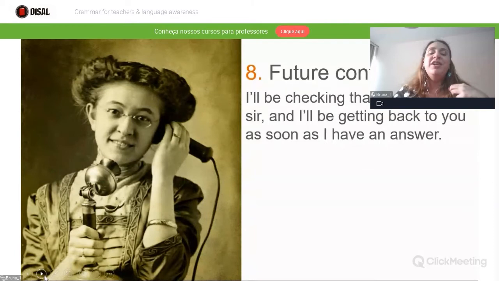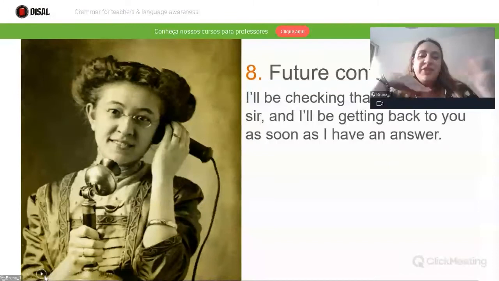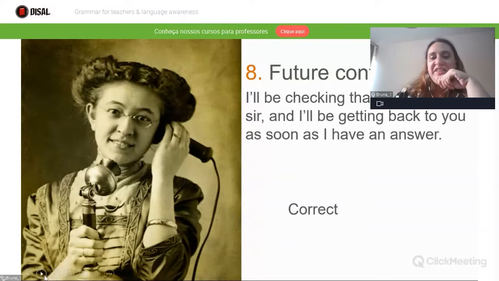And then when they were translated to Portuguese, they were translated word by word, and it's being overused here, but it is possible. So this is definitely correct. What about this one here?